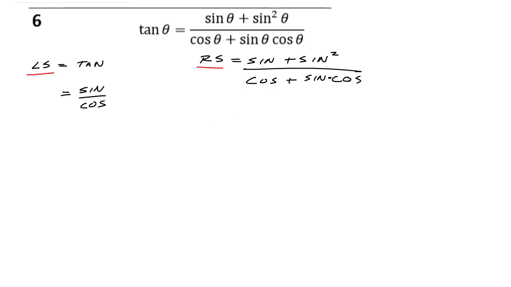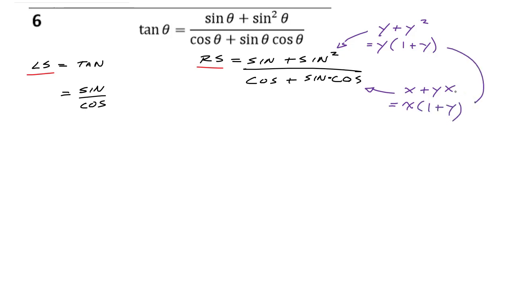Now, the secret to this one is common factoring. Look at the numerator. Sine plus sine squared. What if instead I wrote y plus y squared? And I said common factor that. You know quickly to go, oh, I can make that into y times 1 plus y. Common factor out of y. Same with the bottom. What if I took the bottom here and instead of cos plus sine cos, I wrote x plus yx? Say, oh, both of those terms have an x in them. So we can common factor out an x, and we're left with 1 plus y. Notice how we're left with the same thing there in the bracket?